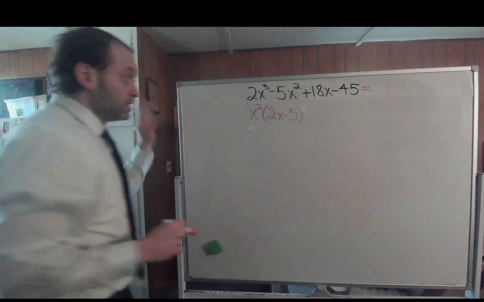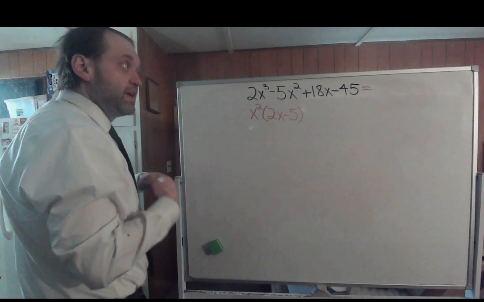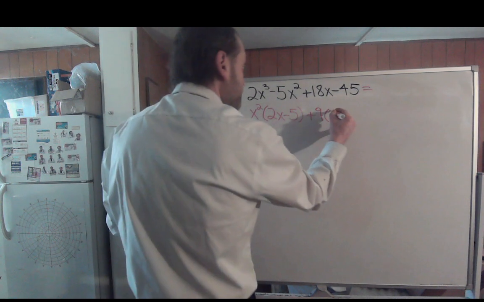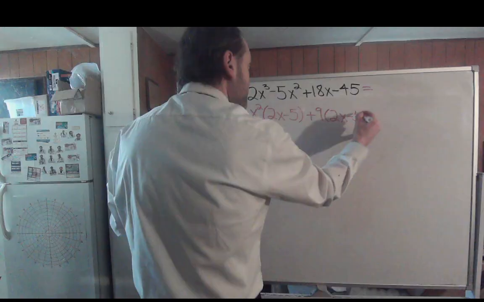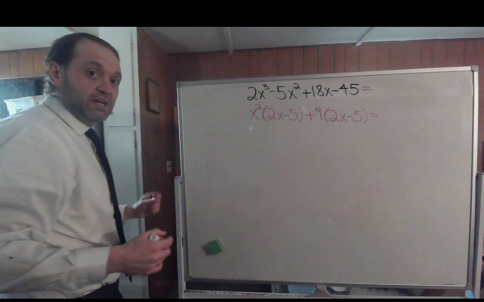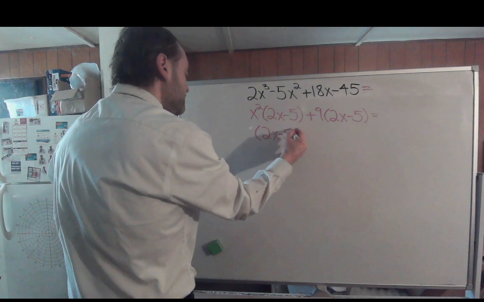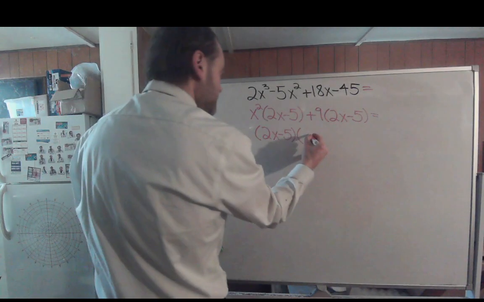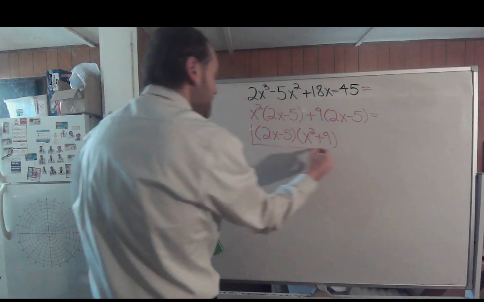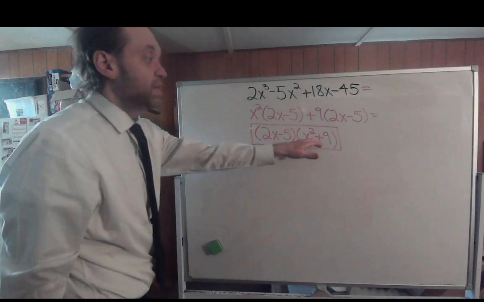Now, let's look at 18x and negative 45. What do those have in common? They have a factor of 9 in common, right? So that would be plus 9 times the quantity of 2x minus 5. And if we look at both of these terms, they both have a 2x minus 5 in common, right? So we'll factor out that 2x minus 5. You'll get that quantity simply times x squared plus 9. So the complete factorization of this is going to end up being 2x minus 5, that quantity, times x squared plus 9.